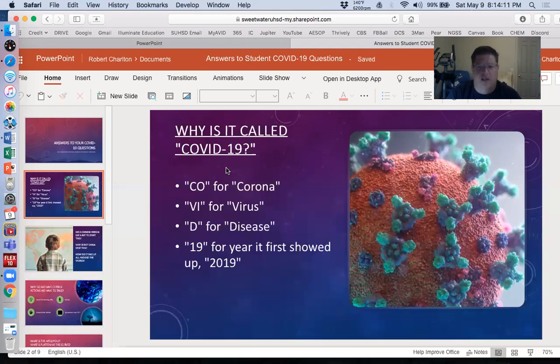There's your COVID. Why is it numbered 19? Because they numbered the year that they found it. So it first showed up at the end of last year, around November, December, and so that was 2019. So they gave it 19. So that's why it's called COVID-19.